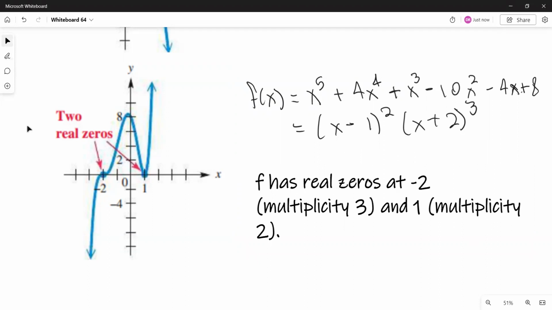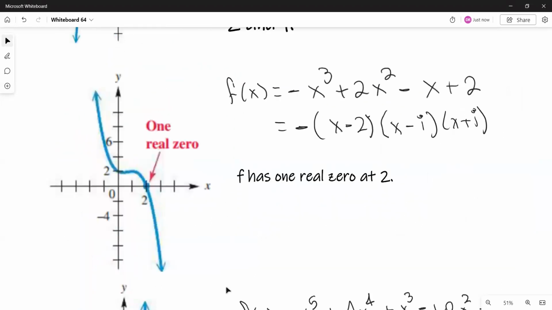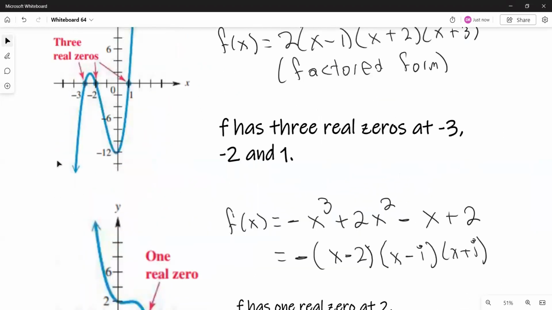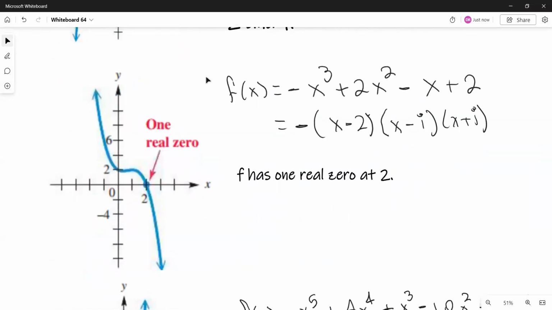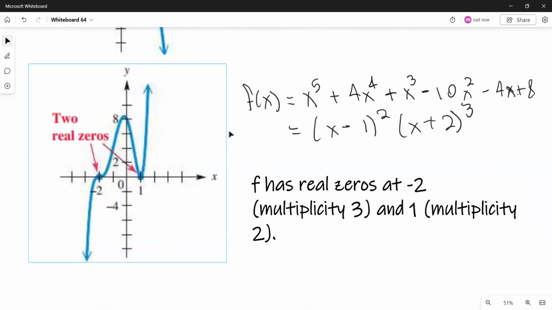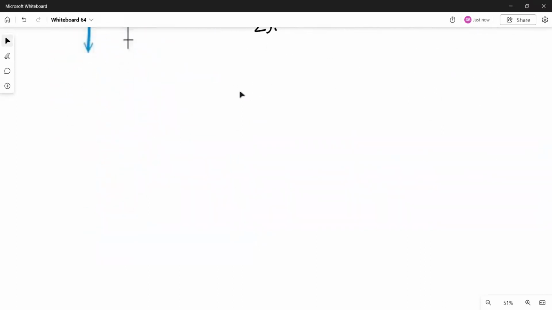Okay, so these were polynomials of odd degree. And they have one thing in common, that the range is going to be all real numbers. The first one continues to fall to the left and rise to the right. The second one continues to rise to the left and fall to the right. And the third one continues to fall to the left and rise to the right. The next two graphs are examples of polynomials of even degree.